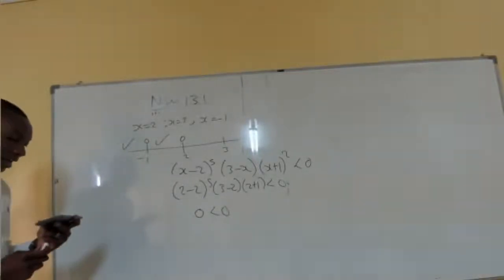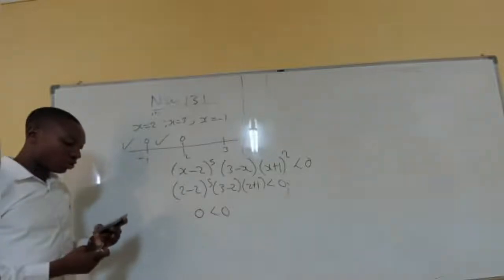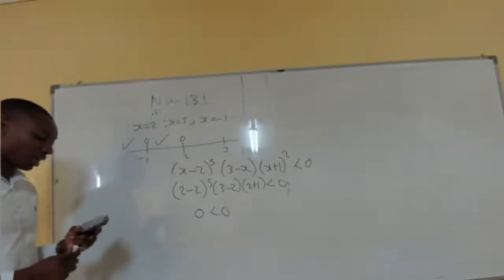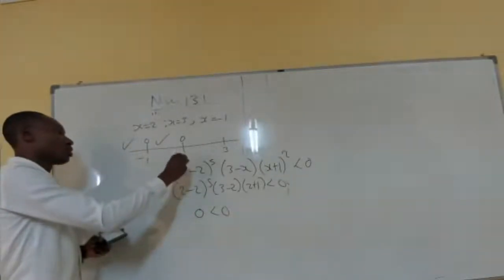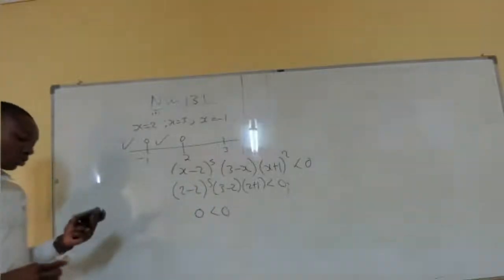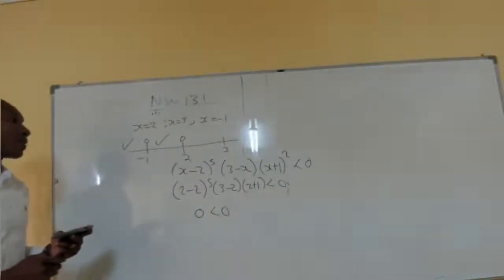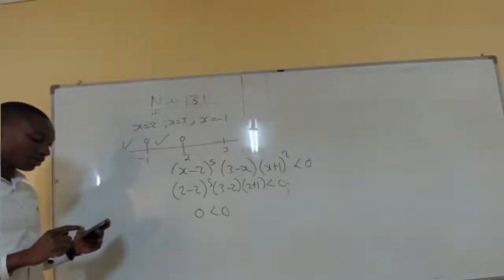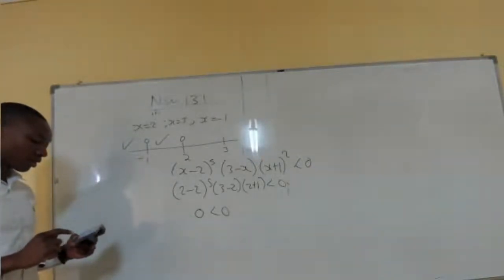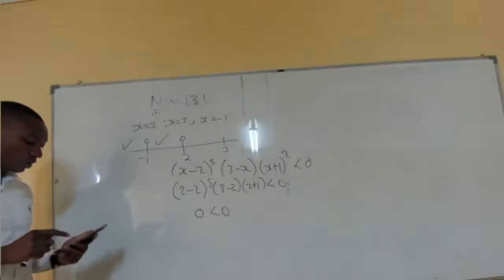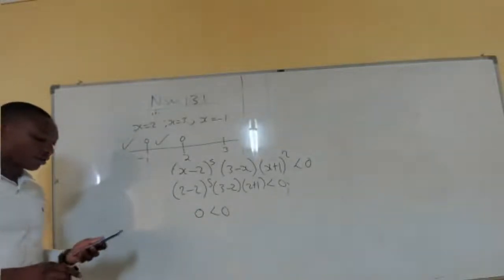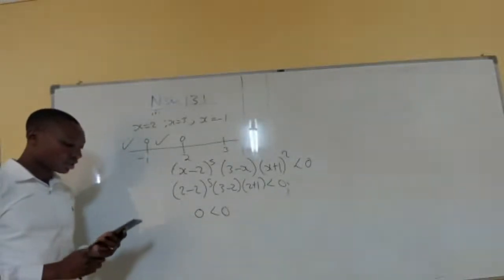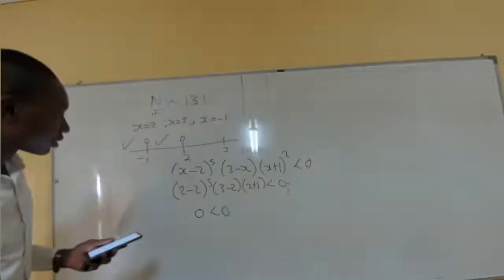Right. Next up, we're going to use a value between 2 and 3. So this is 2, and I'm going to pick a value between 2 and 3. The value between 2 and 3, let's say 5/2. Let's pick 5/2.